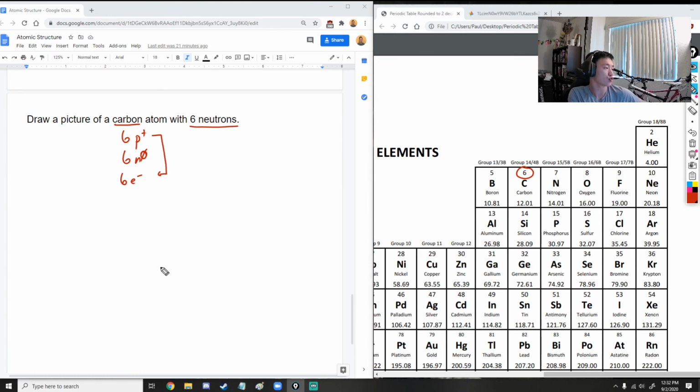So now we're ready to draw our atom. We're going to draw 6 protons. We're going to draw 6 neutrons. And then we're going to draw 6 electrons around it. All right, and there we go. We have our atom. So this is what a carbon atom with 6 neutrons is going to look like.